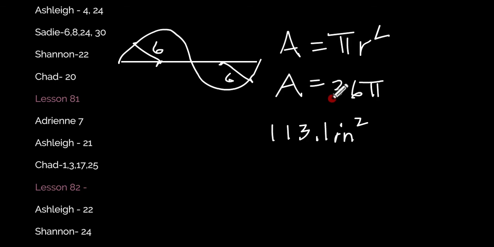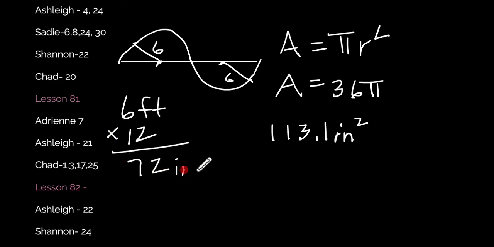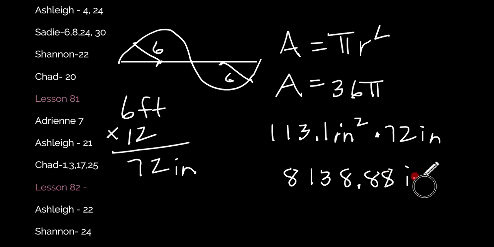Now, read the problem carefully. The problem says how many 1-inch cubes. This is in inches, but it tells us that the height is 6 feet. So before I multiply it by 6, I'm going to take it times 12 to put it into inches, so it's going to be 72 inches. So we're going to take this number times 72 inches, and our final answer is going to be 8,138.88 inches cubed. So if you got the wrong answer, my bet is you took it times 6 instead of times 72. You have to convert your feet into inches.